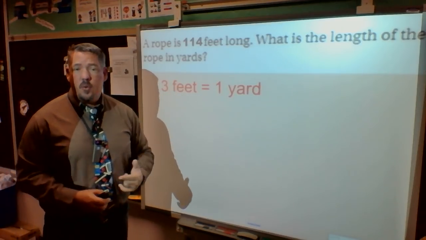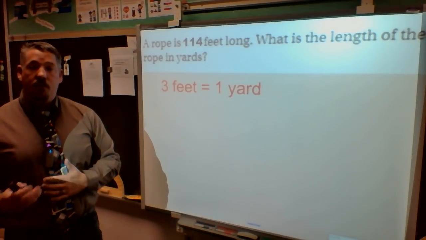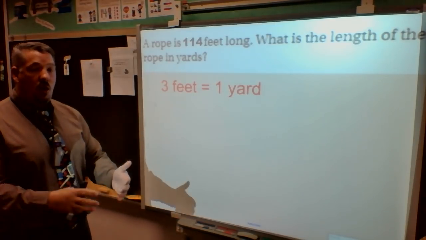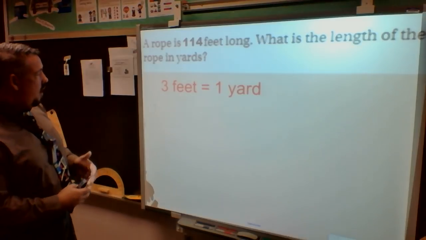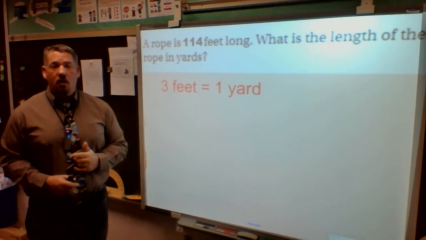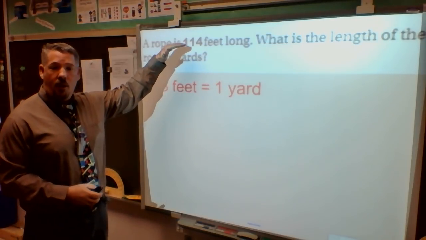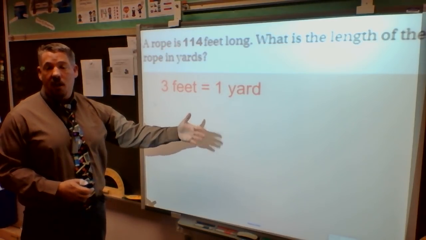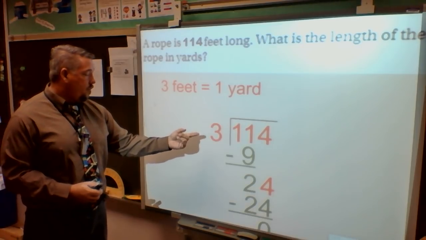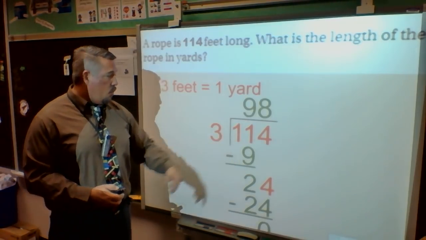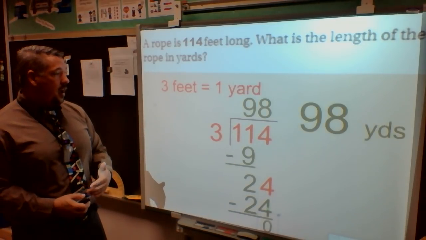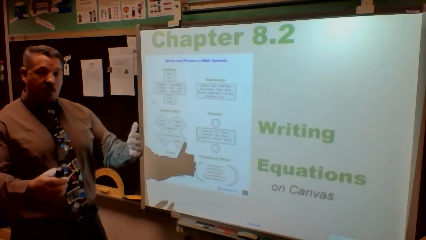By now you know that there are 3 feet for every 1 yard. If you don't know that, then you would go back in your book and look at your conversions, or in your notes that I've given you in your math folder, and find out there are 3 feet for every 1 yard. So I'm putting this in groups of 3. I take my 114, and if I want equal groups, then I'm going to simply divide by 3. 3 goes into 114, 98 times. 98 what? 98 yards. So that's our lesson.